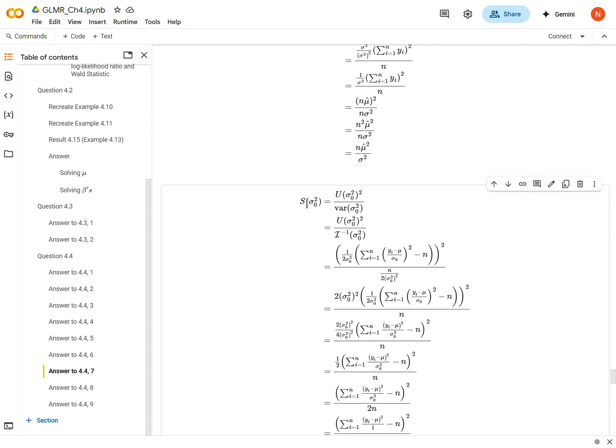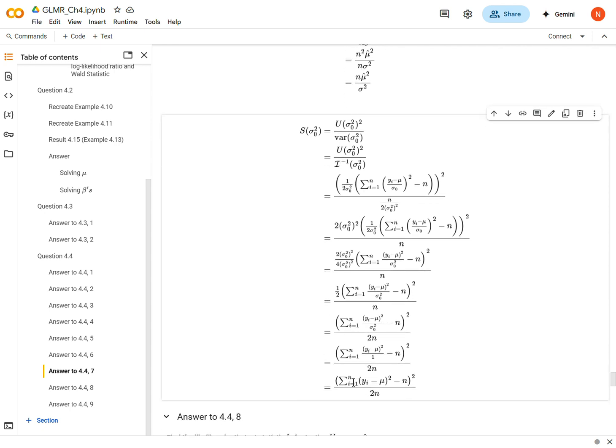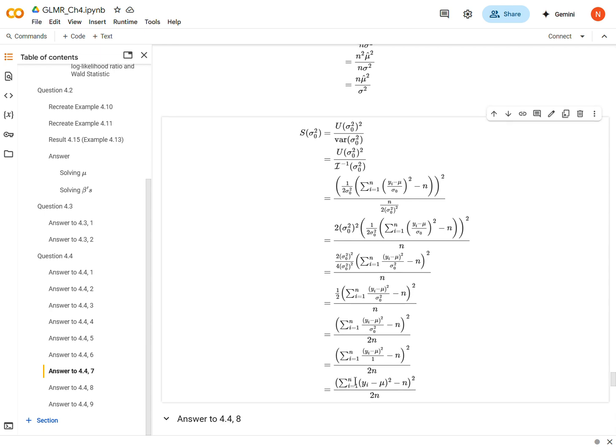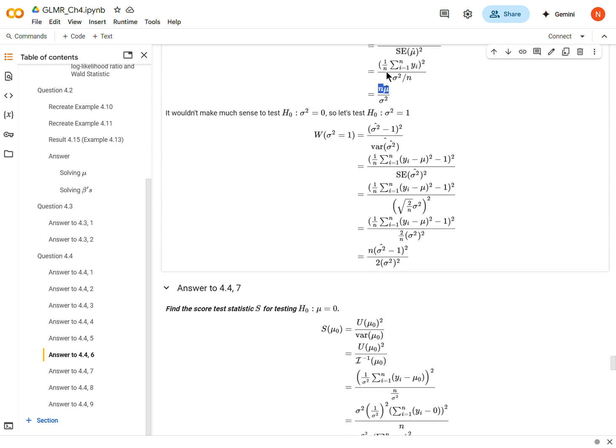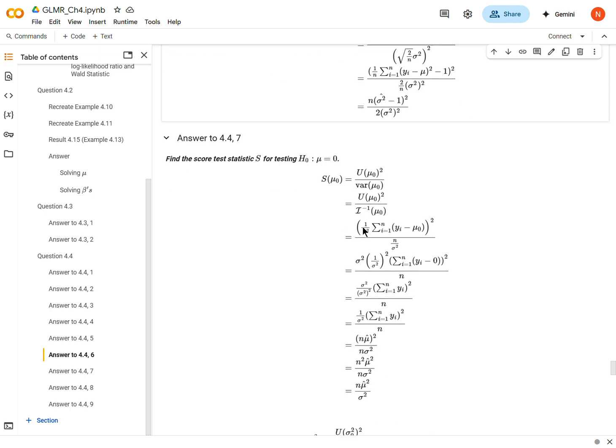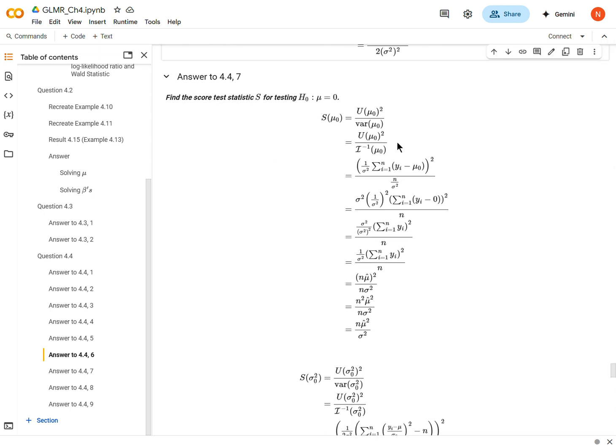Similarly for sigma squared. Now notice that this expression for sigma squared, the score function for sigma squared, is not what we found for the Wald statistic, whereas for mu it was. The Wald statistic and the score statistic for mu were equivalent.